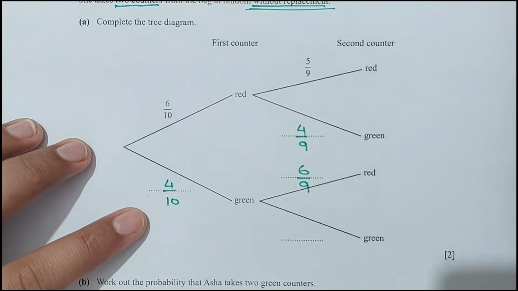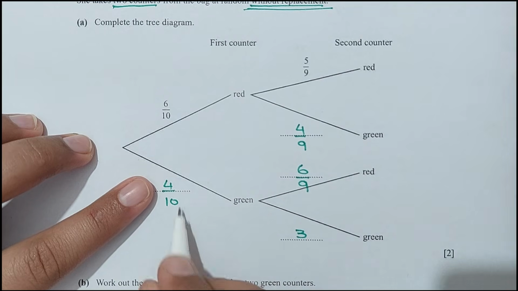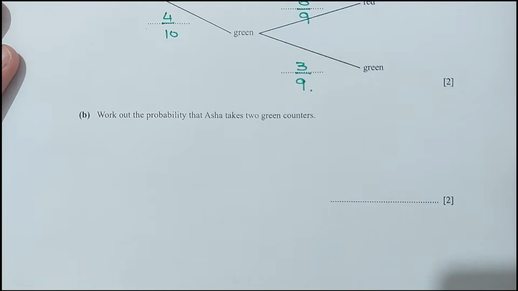Now the next would be green. Green are, she already took the first green, the second green. Now 3 greens are left, since 1 is already taken, and total 9 are left. That is the tree diagram.